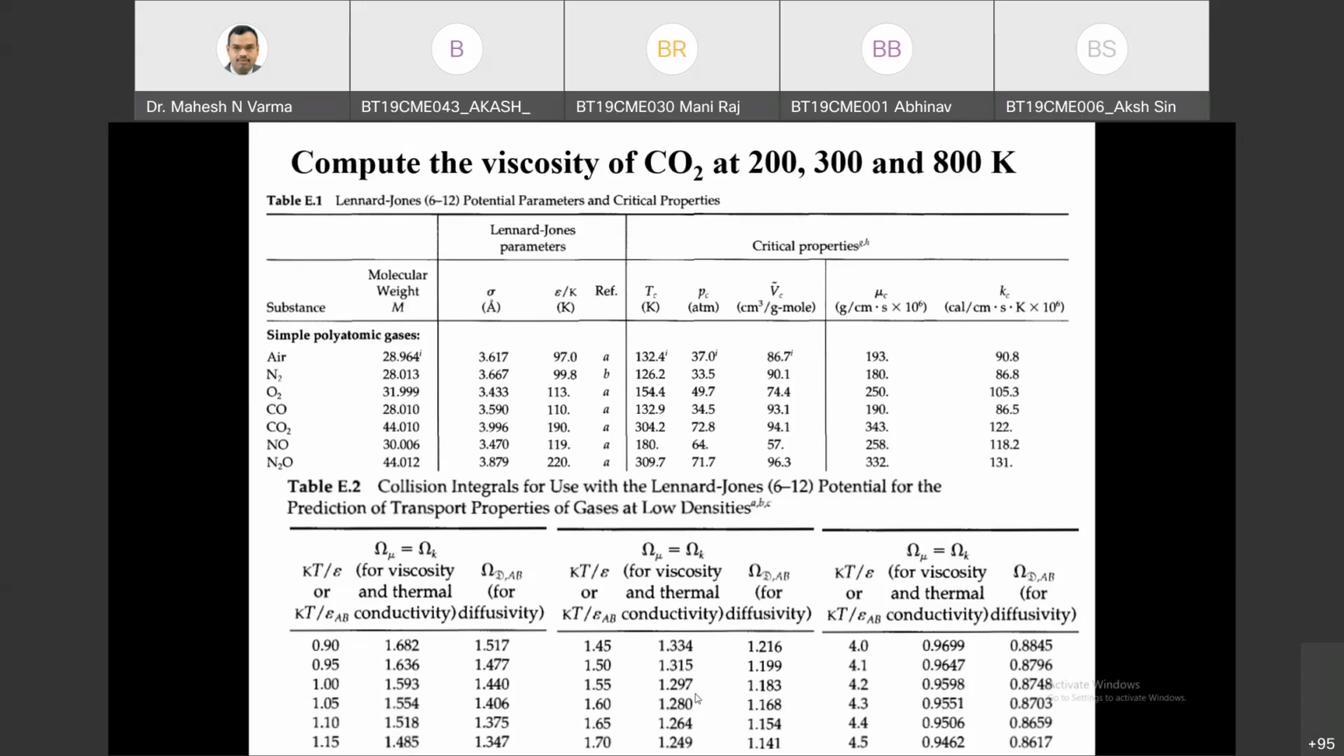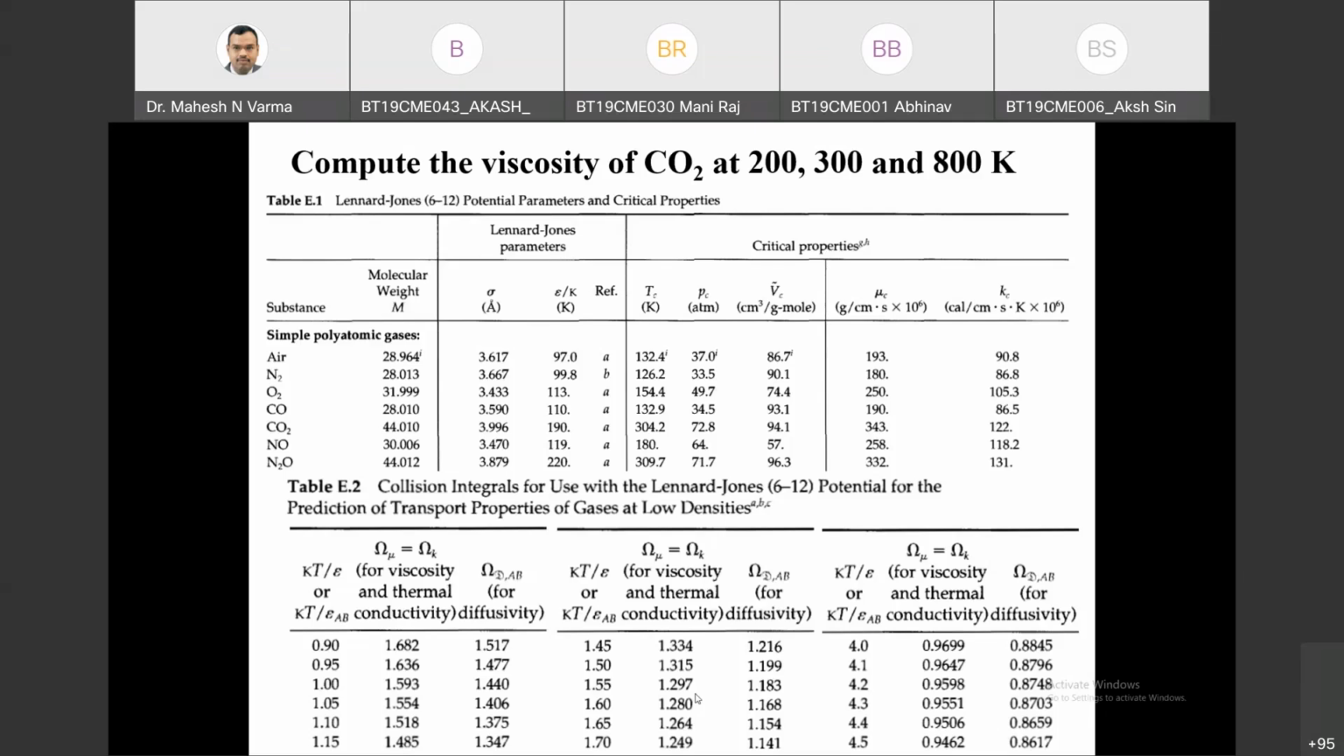Oh, very good. So what is the viscosity at 800 Kelvin? Calculating, sir. Wait a minute. Just around 3.2 into 10 to the power minus 4. Around 3.2 into 10 to the power minus 4 gram per centimeter second.